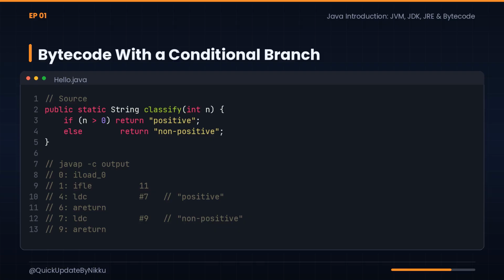A conditional introduces two new concepts, a branch instruction and the constant pool. ifle means if the top of stack value is less than or equal to 0, jump to byte offset 11. If n is greater than 0, the condition is false, so execution falls through to LDC, which loads a constant, here the string literal "positive", from the constant pool embedded in the class file. areturn then returns that reference.